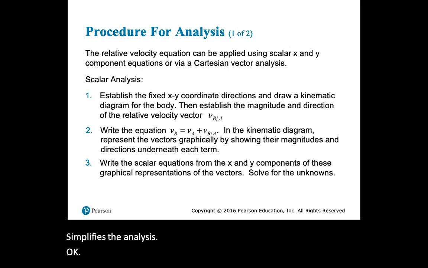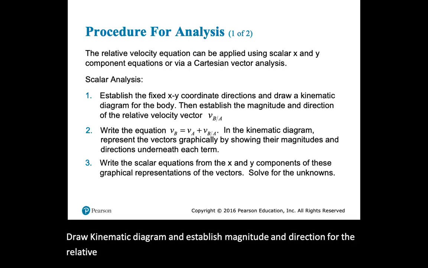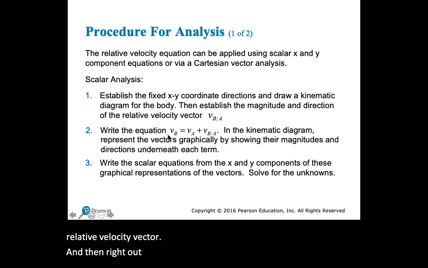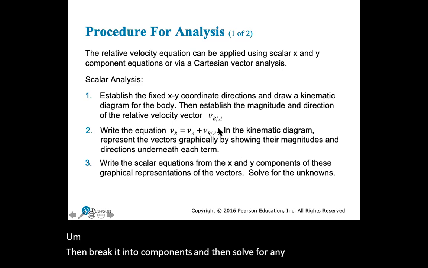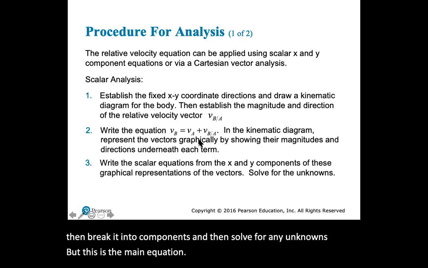Okay, so the basic procedure is going to be to first fix an absolute frame, and then draw a kinematic diagram and establish a magnitude and direction for the relative velocity vector, and then write out the key addition of velocities formula, and then break it into components and solve for any unknowns. But this is the main equation. Okay, the main equation looks like this.